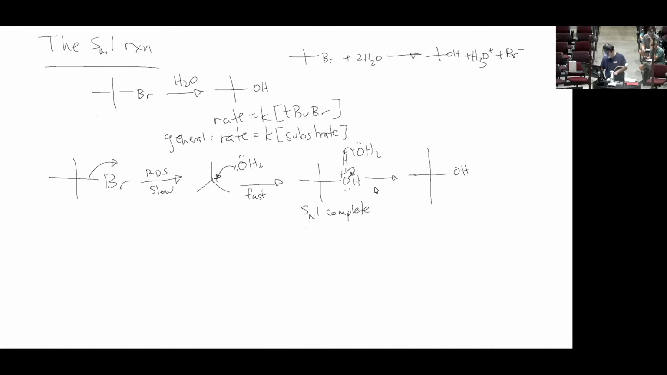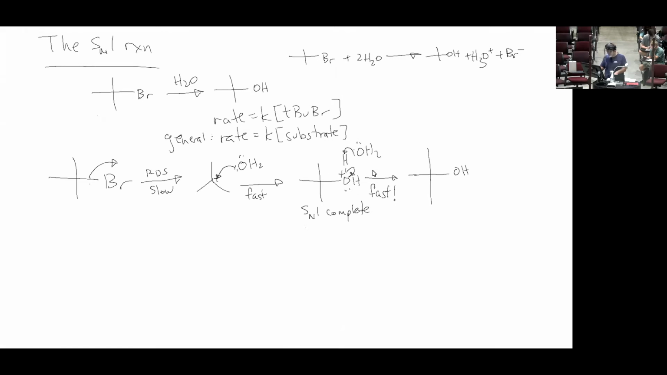Oh, I should also say, of course, this last step is definitely fast, very fast for sure. Kinetically, proton transfer steps are the fastest that there are. So there's no way that speed is going to be anywhere near as slow as that first step. So again, tert-butanol, or tert-butyl alcohol.